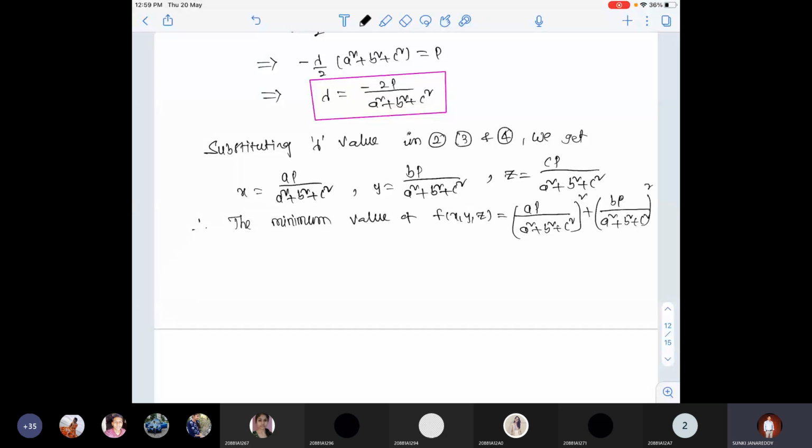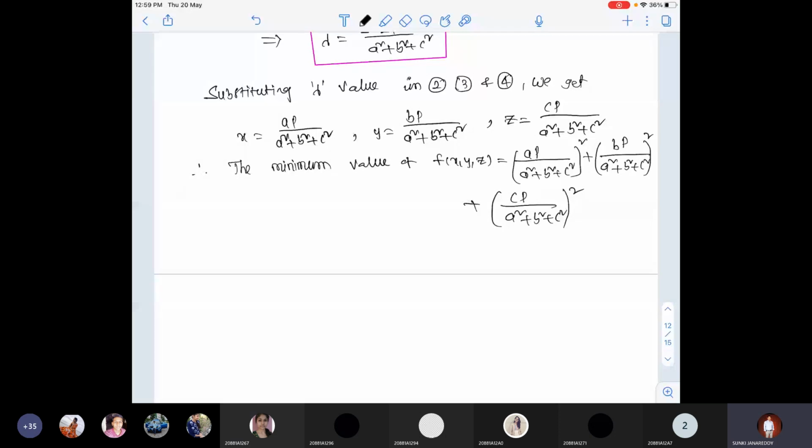Plus c p by a square plus b square plus c square whole square, it is the z value. Now what is the common value in this? P square is common. The LCM is a square plus b square plus c square whole square.